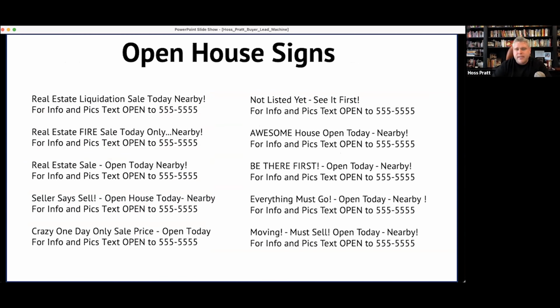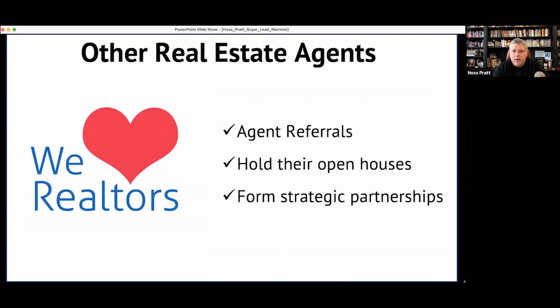Here's some examples. You can take a picture of that. Open house signs. These are just some examples of headlines that you can use to create interest. I'm going to keep trucking. Again, this is it, y'all. All we're trying to do is get butts in seats, get them to call, get them to email.